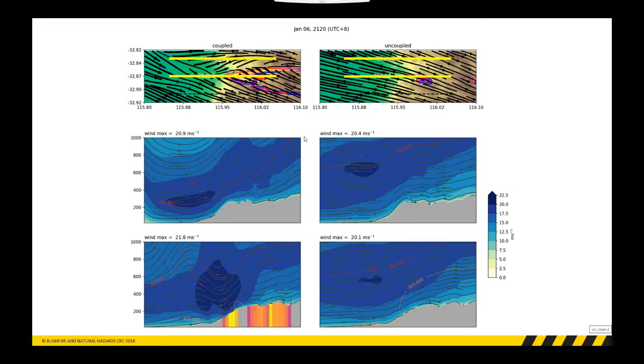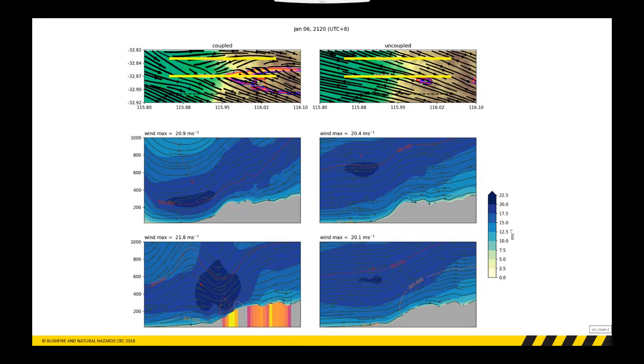Now, importantly, the left column, the slides on the left, show the coupled version. So on the left, the fire and the atmosphere are interacting. On the right, there's no interaction between the fire and the surrounding atmosphere. So the atmosphere doesn't know that there's a fire underneath. In the lower plots, the pink and orange lines on the topography show the heat flux, the blue shading shows the wind speed, and the lines show the wind streamlines.